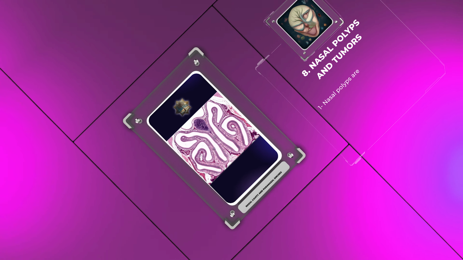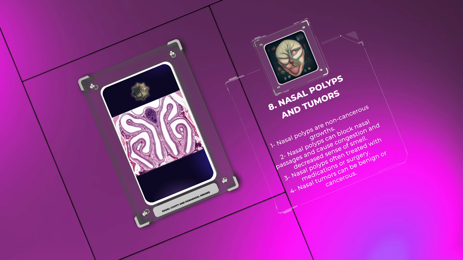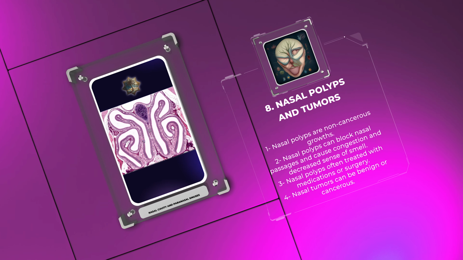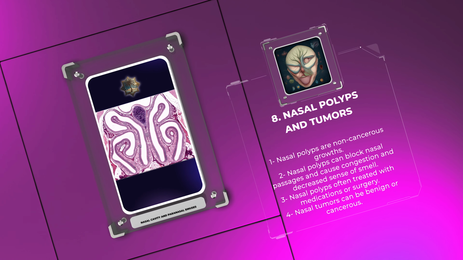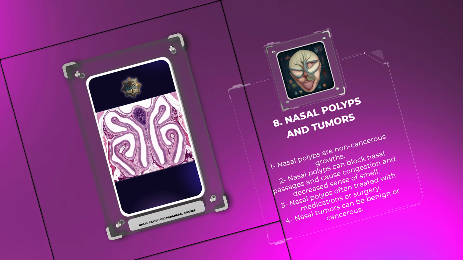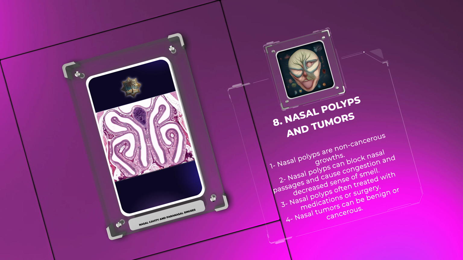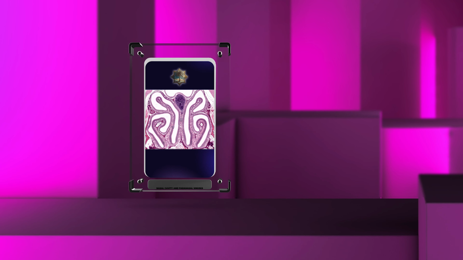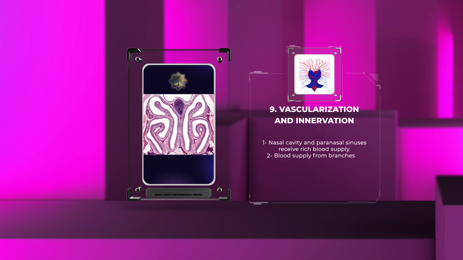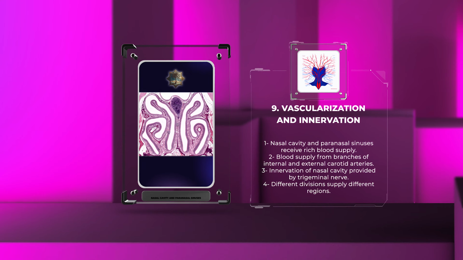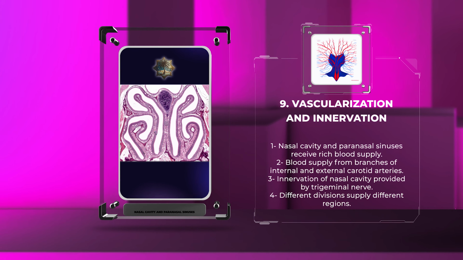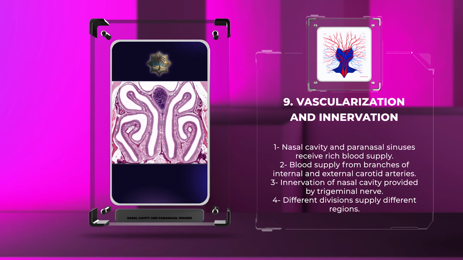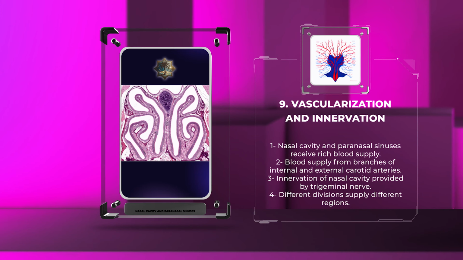Nasal polyps are non-cancerous growths that can block the nasal passages and cause symptoms like congestion and decreased sense of smell. They are often treated with medications or surgery. Nasal tumors, on the other hand, can be benign or cancerous and require accurate diagnosis and treatment planning. The nasal cavity and paranasal sinuses receive a rich blood supply from branches of the internal and external carotid arteries. Innervation of the nasal cavity is provided by the trigeminal nerve, with different divisions supplying different regions. This knowledge is essential for understanding nasal diseases and surgical procedures in this area.